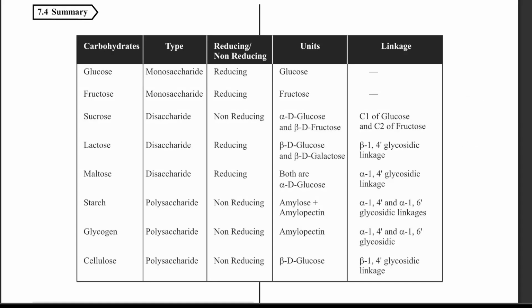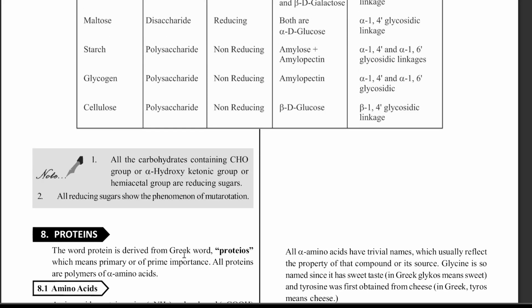Here is a summary table for all the types of carbohydrates, their types, reducing or non-reducing, their units and their type of linkage, if any is present in them. You can pause to revise the content or make a table of your own. It would be better for memorization purposes.